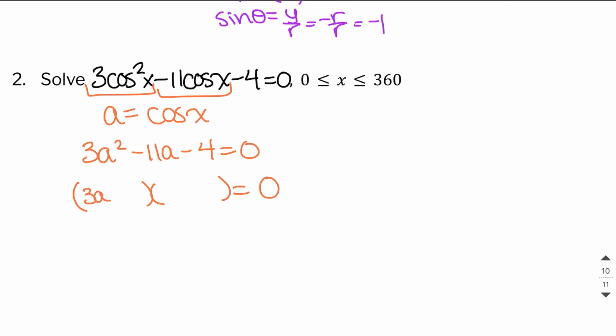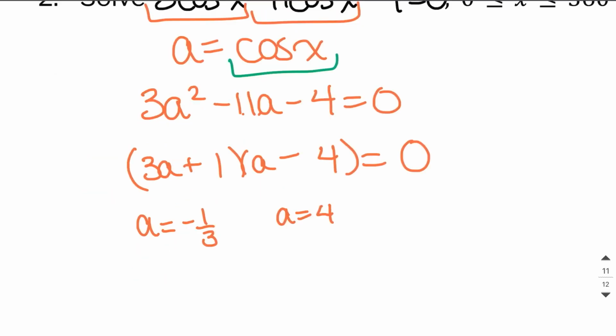So 3a squared would be 3a times a. Here we need to have two things that multiply together to give us 4. I know that this is going to be a larger number compared to the rest of the numbers right here. So this is going to be a 4 here and a 1 here. If I put a minus here and a plus here, this gives me 1a, this gives me negative 12a, that gives me the negative 11a that I'm looking for. But don't forget that a is cosine of x. So here we can now say cosine of x equals negative 1/3, and cosine of x is equal to 4.